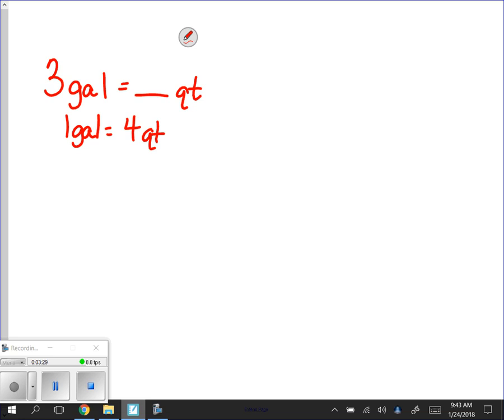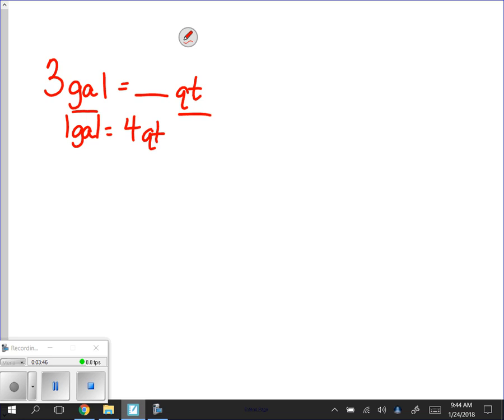Now, why did you give me 12? What would you do to get 12? 3 times 4. Because when I'm going from a big unit to a small unit, you're supposed to multiply.